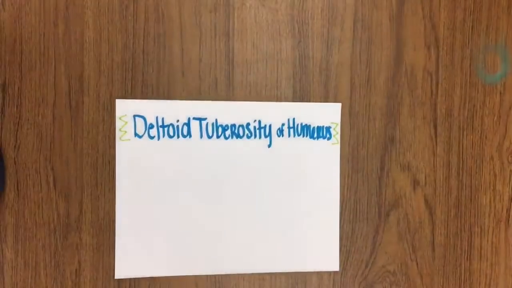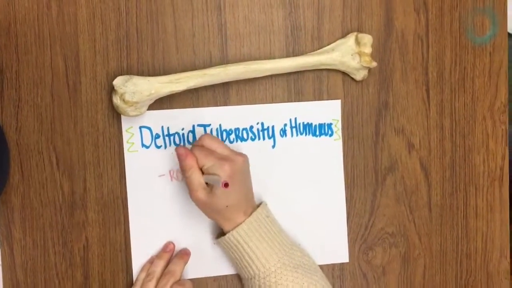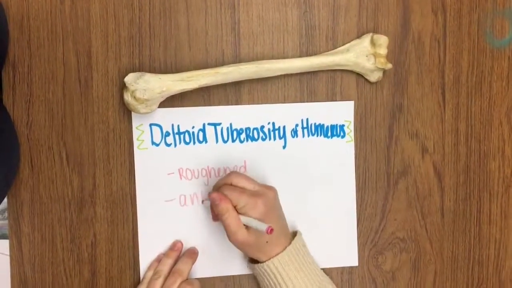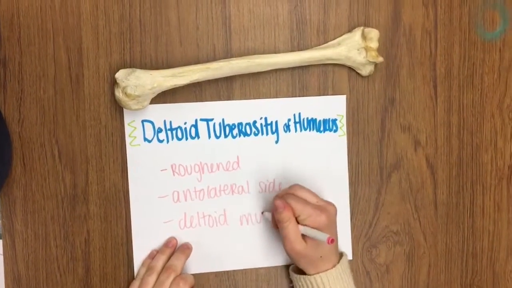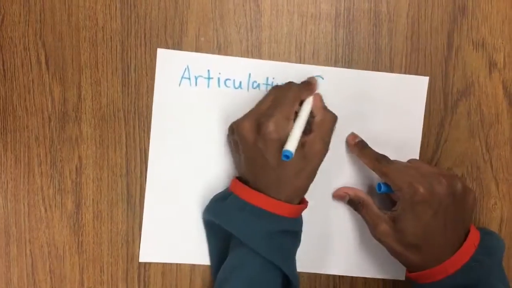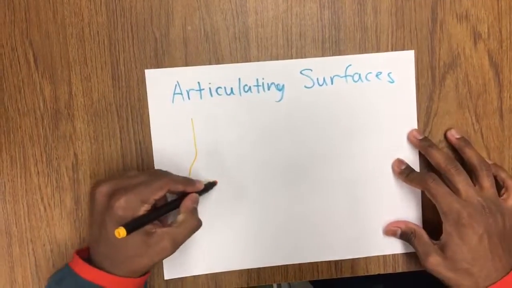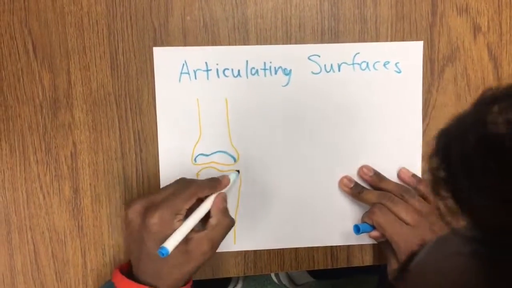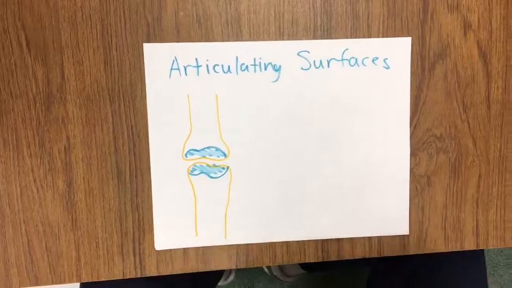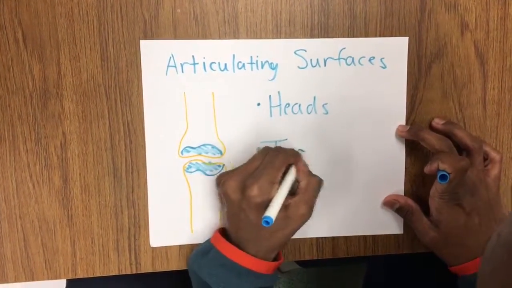The final example of a projection is the deltoid tuberosity. It is a roughened raised area on the anterolateral side of the humerus. This provides attachment for the deltoid muscles in your shoulder. The last type of bone marking is an articulating surface. These are surfaces covered with articular cartilage that allow bones within a joint to move relative to one another. 3 common articulating surfaces that I will mention today are heads, trochleas, and condyles.